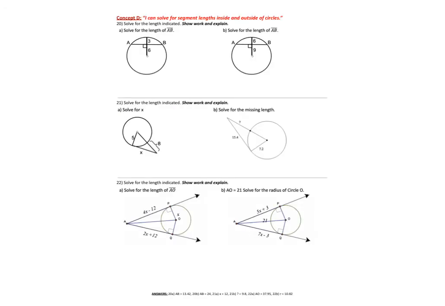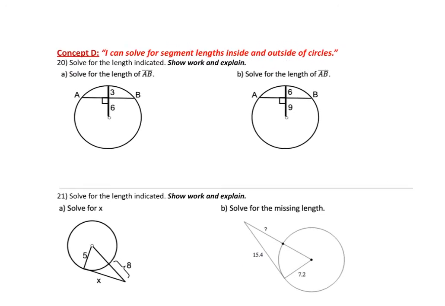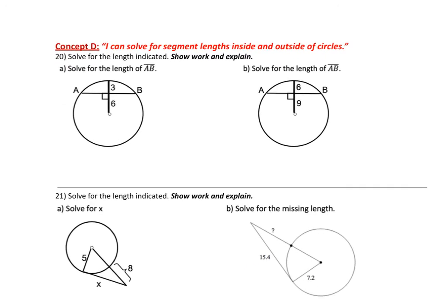All right, now the last page here, this is for segment lengths, inside and outside of circles. So since there's two problems of each one, I'm actually only going to explain one. But for practice, you should probably explain both just to get used to the explanations. So number 20, we're looking for the length of AB. So we should recognize that we're using the chord radius rule for these ones.